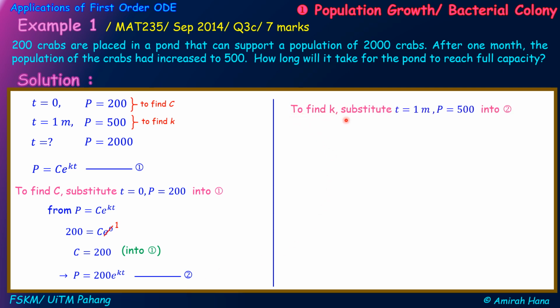And then to find k, substitute the second information, t equals 1 month and population equals 500, into equation 2. So from equation 2, P equals 200 e to the power of kt. We replace t equals 1 month and replace P equals 500. So we have e to the power of k. We can move the times 200 to the left hand side, so we have 500 over 200. Then we simplify, so we have e to the power of k equals 2.5.